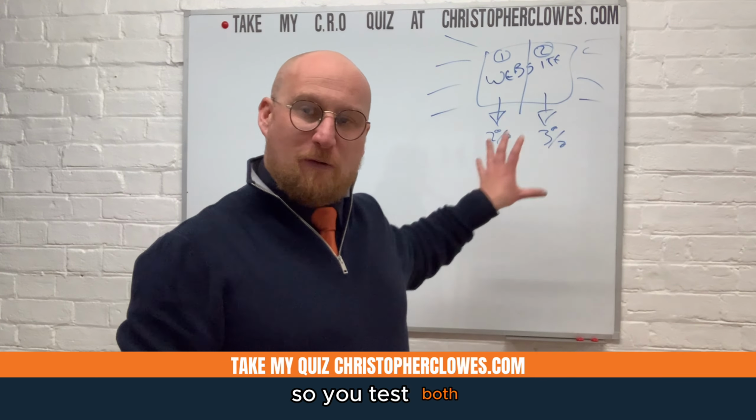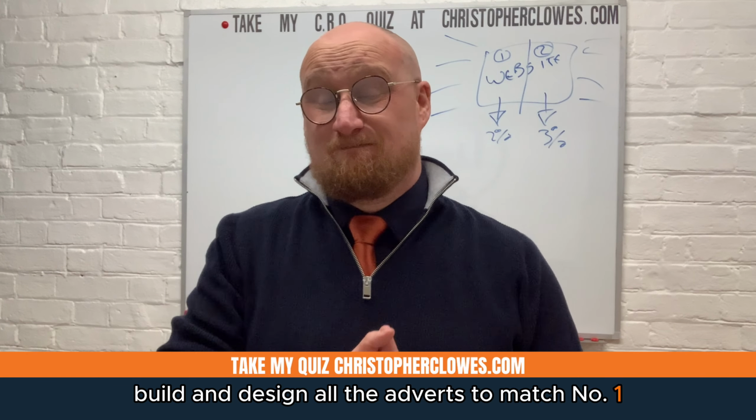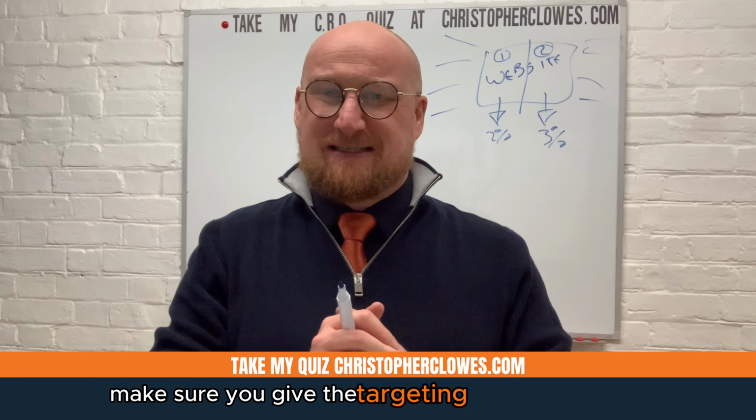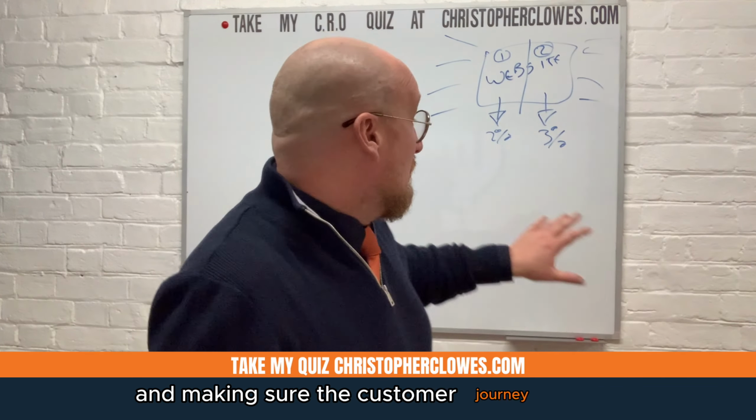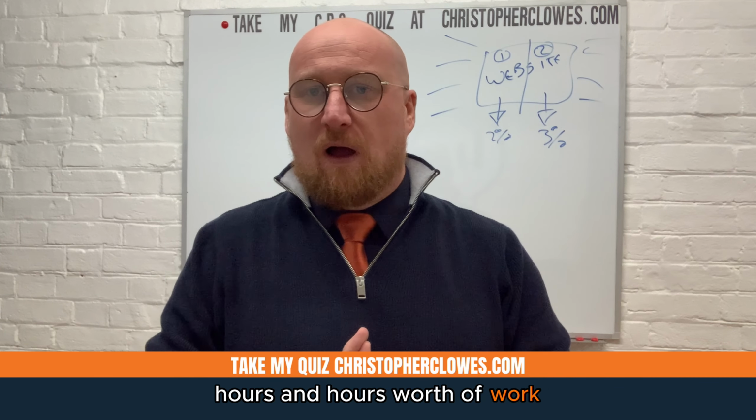So you test both. To be able to do this as a marketer, you'd have to build and design all the adverts to match number 1. Build and design all the adverts to match number 2. Make sure you give the targeting exactly the same. Make sure that everything is right and the same budget is applied to both, driving traffic to both, and making sure the customer journey is right. So if somebody clicks on a button, they go to the right page. Hours and hours' worth of work.